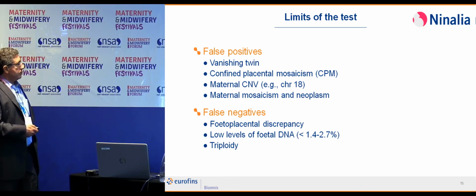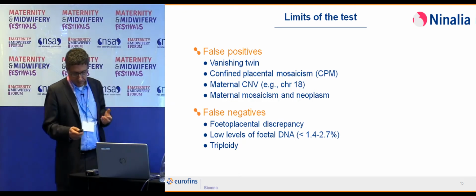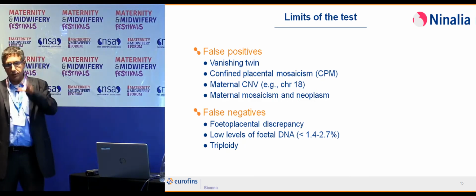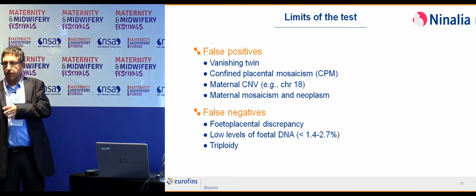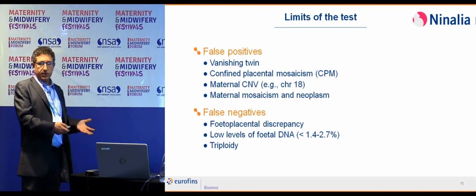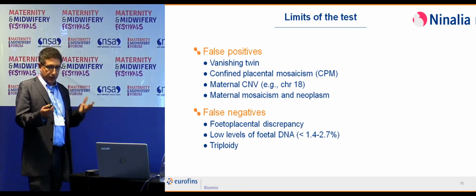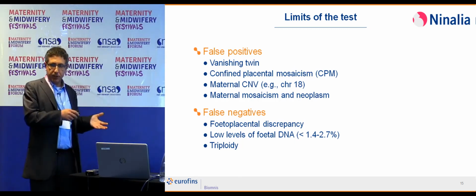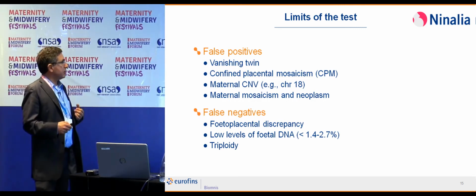There could be confined placental mosaicism. If you are used to the CVS test, there's a possibility that you find an abnormality in the placenta which is not found in the amniocentesis, in the amniotic fluid. So there could be a discrepancy because when you practice an NIPT, you work on placental DNA, not on direct fetal DNA. It's on placental DNA, so you could have the same discrepancy as between CVS and amniotic fluid.